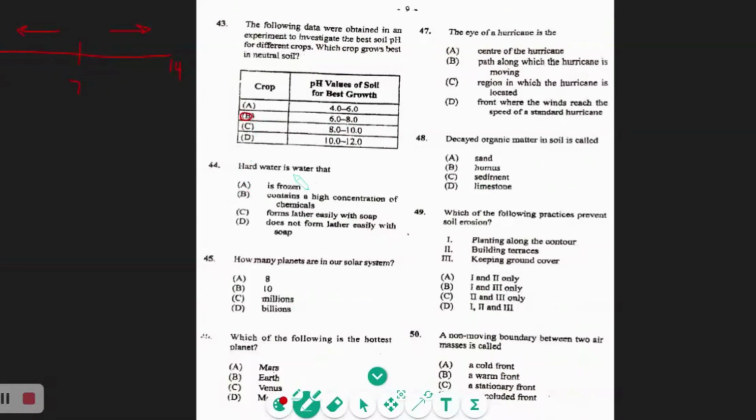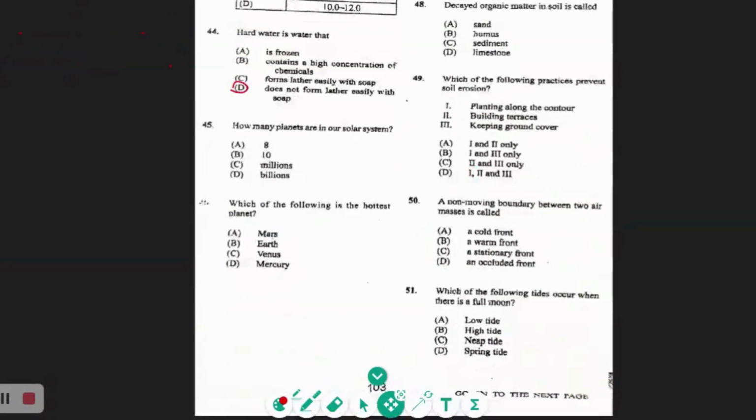44. Hard water is water that D. It does not form lather easily with soap. 45. How many planets are in our solar system? We have 8 planets in the solar system. Which of the following is the hottest planet? So to figure out which is the hottest planet, we have to know the order of the planets. And we see that Mercury would be the hottest planet.